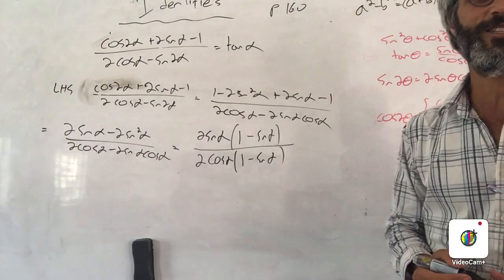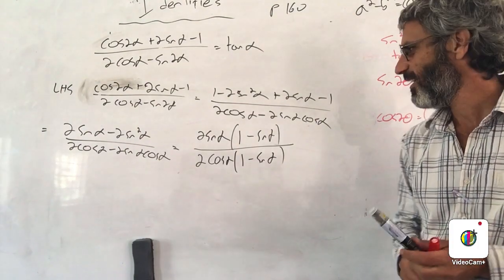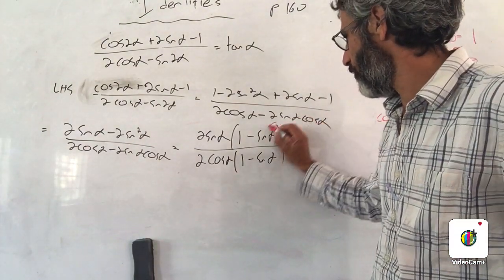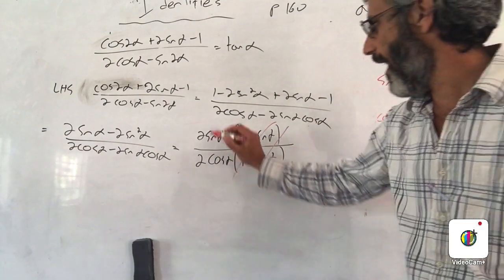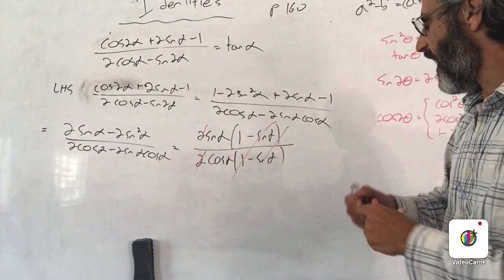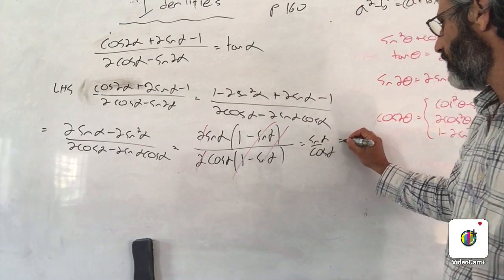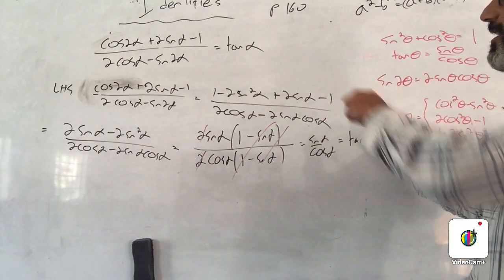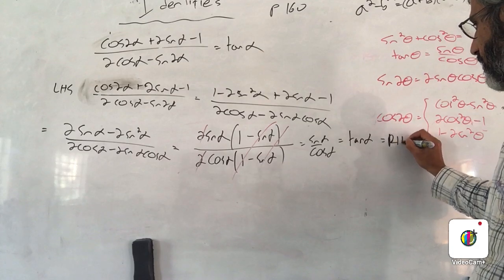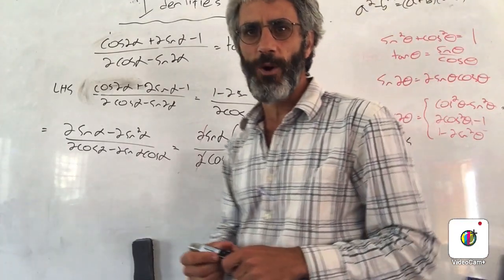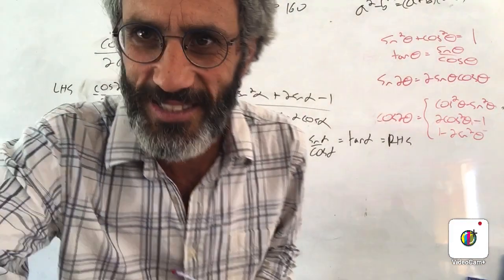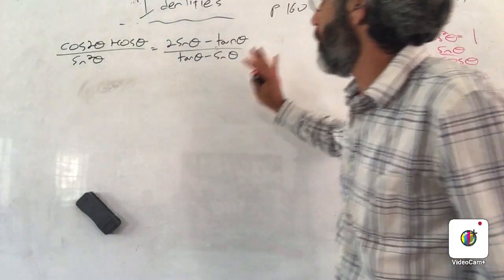And you see how neat that is? Okay? So these brackets can cross cancel. And the 2. And I've got sine alpha over cosine alpha, which straight away I can write as tan alpha, which is the right hand side. So we squash that one as well. Yes! Okay. This one is quite a tricky one.